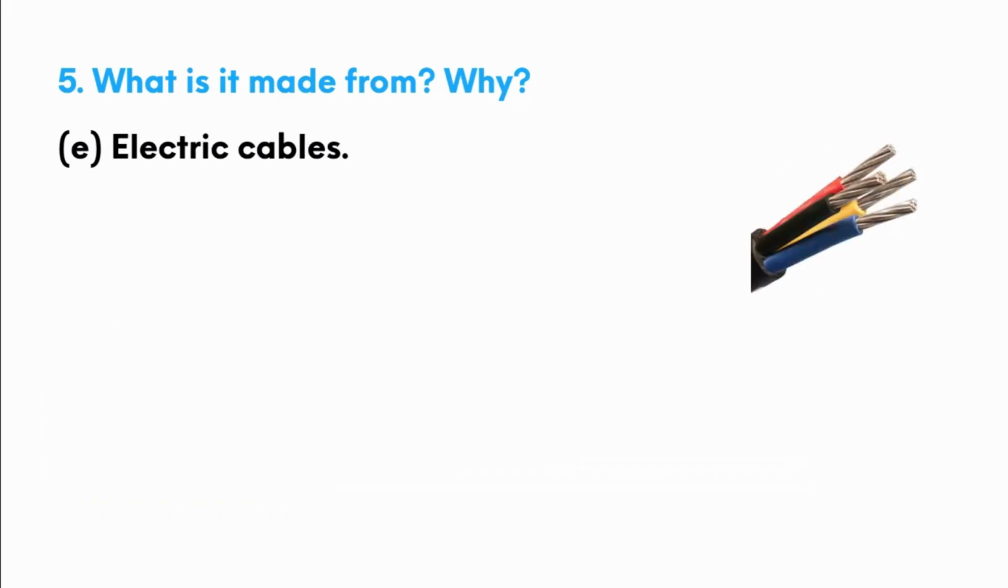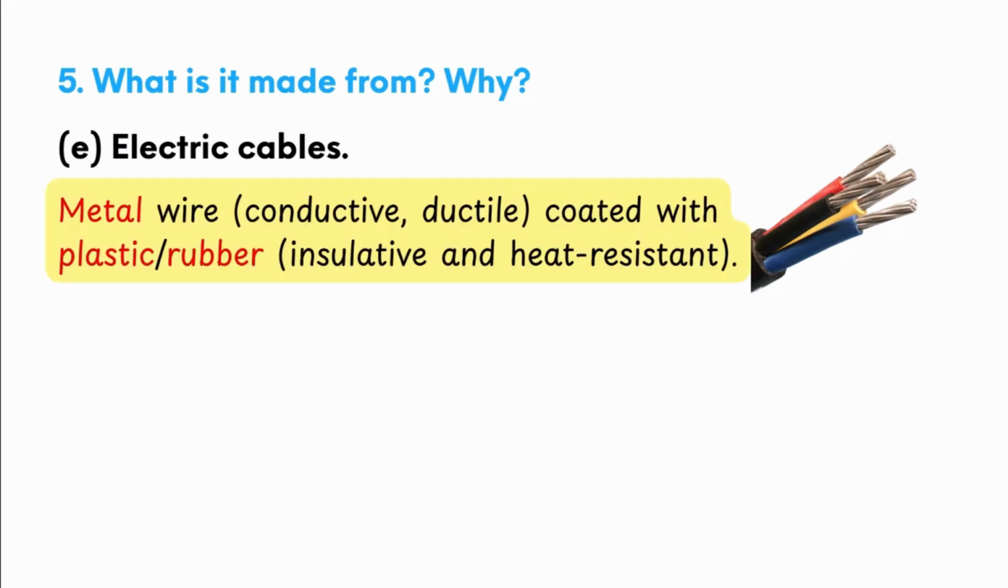Next thing is electric cables. Electric cables are made of metal wire, which has conductive and ductile properties, coated with a plastic or a rubber insulation. These insulative materials are heat resistant.